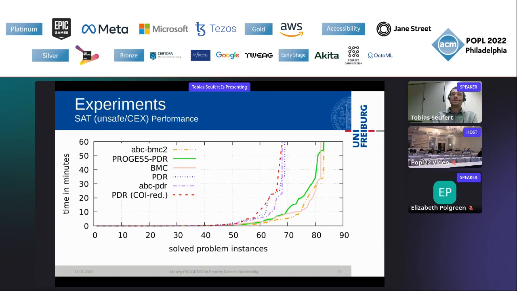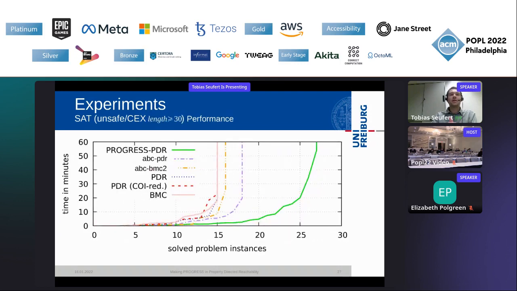When we consider deep counterexamples, however, and this is somehow the key insight of our paper, then we can see that our implementation really excels. And even standard PDR implementations are better than bounded model checking here. But our progress PDR can even double the amount of found deep counterexamples compared to bounded model checking. And of course, I have to tell you what we understand by deep.